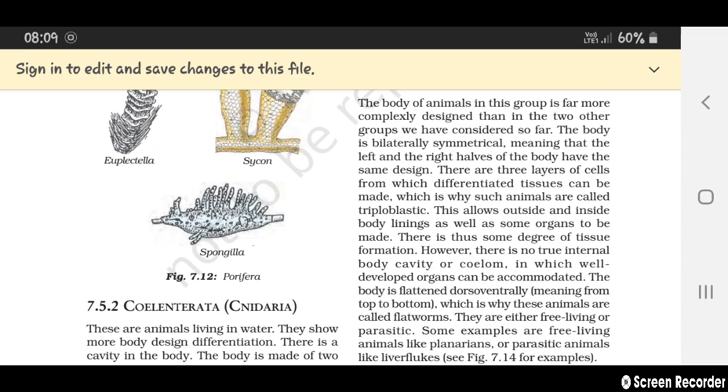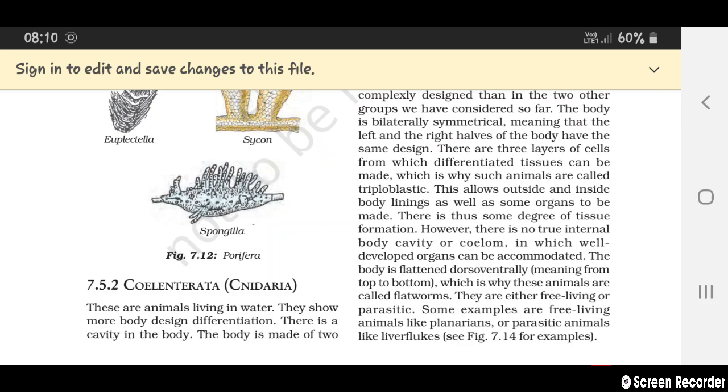Next, there are three body layers. No true internal body cavity or coelom, in which well developed organs can be accommodated.